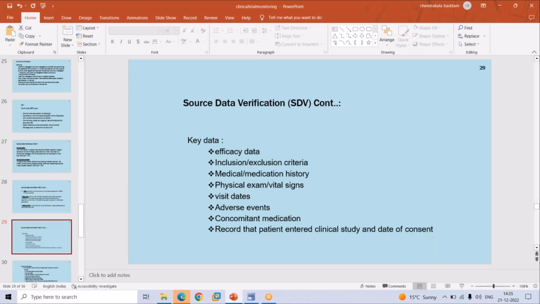So what are the key data? Efficacy data, mainly inclusion-exclusion criteria. We'll cross-check the medical history, physical exam, vital signs, visit dates, adverse events, concomitant medications, record that the patient entered the clinical study, date of consent, consent form, enrollment dates, and consent forms.